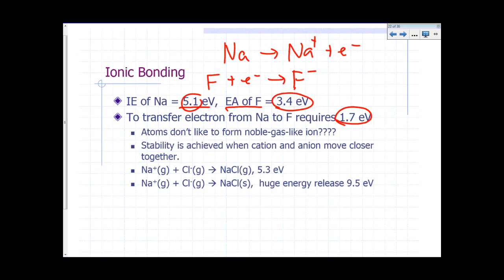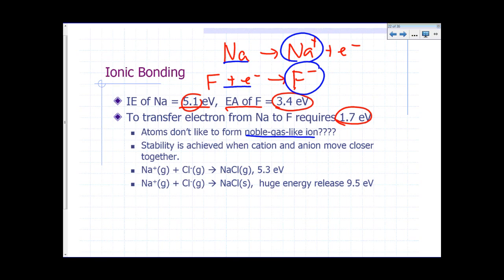It takes more energy to remove an electron from a sodium atom than the amount of energy you can release by putting that electron into a fluorine atom. So that's not exactly what we would consider a favorable condition for forming noble gas-like ions. Remember, sodium ion has a noble gas-like configuration. Fluoride has a noble gas-like configuration. It does actually require energy of 1.7 electron volts.